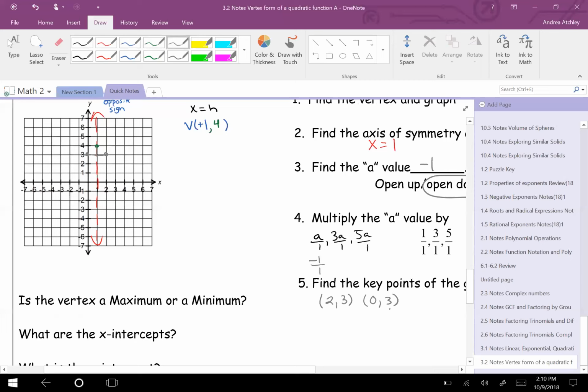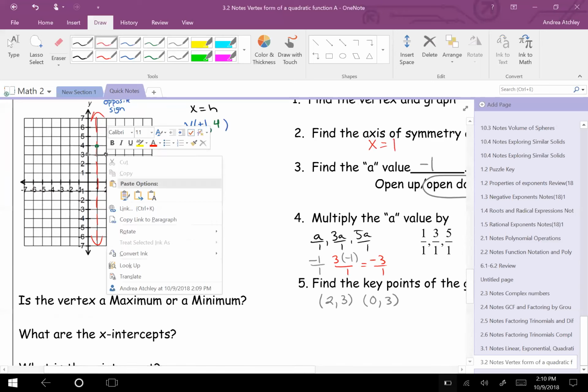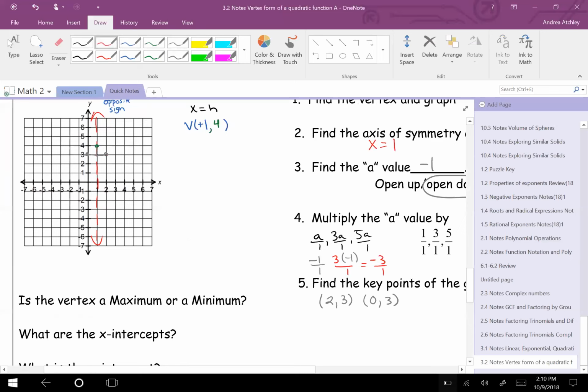The next pattern is 3 times a. So we're going to have 3 times the -1 over 1, which is just -3 over 1. So from those points, we're going to go down 1, 2, 3, and over 1. So this is -3. Then go down 1, 2, 3, and over 1.